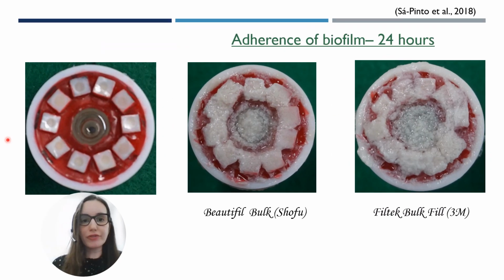Here is a study of mine in which I compared two composite resins, Beautifil from Shofu and Filtek Bulk Fill from 3M company. After 24 hours in a biofilm reactor, we could check less adherence of biofilm for the bioactive composite resin from Shofu.